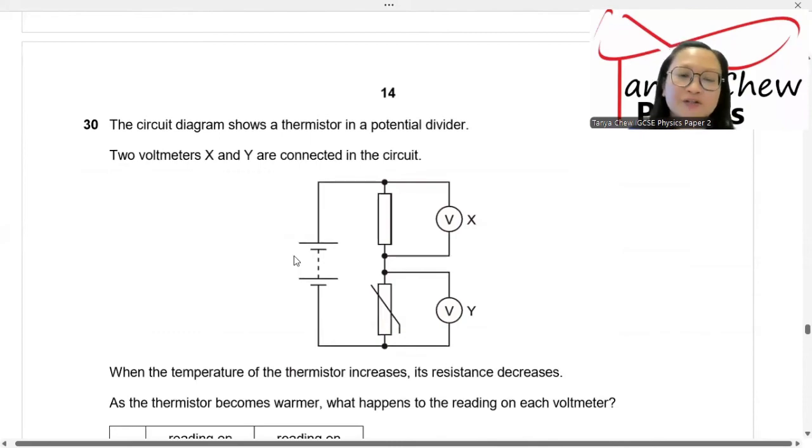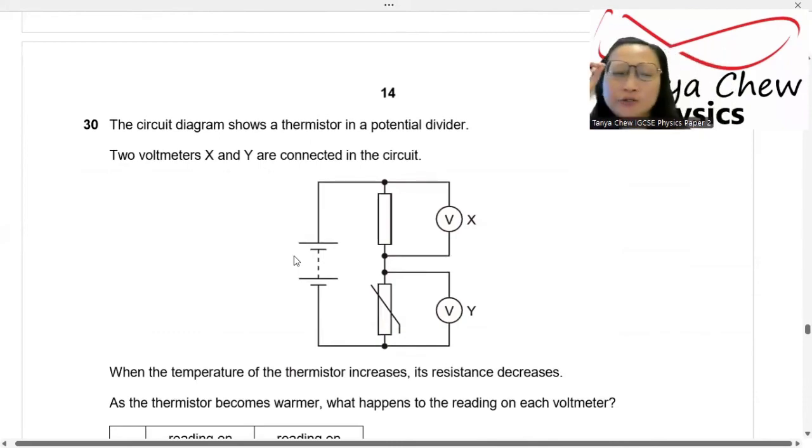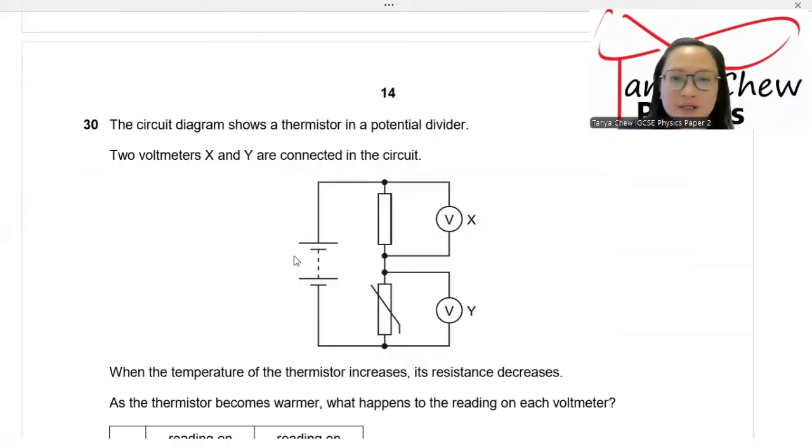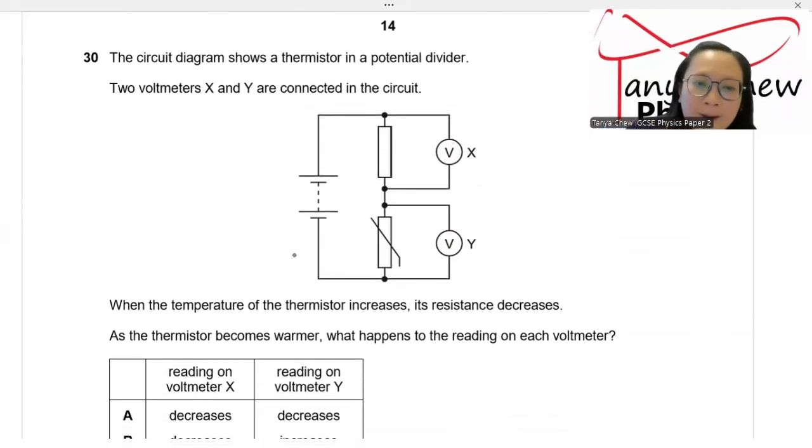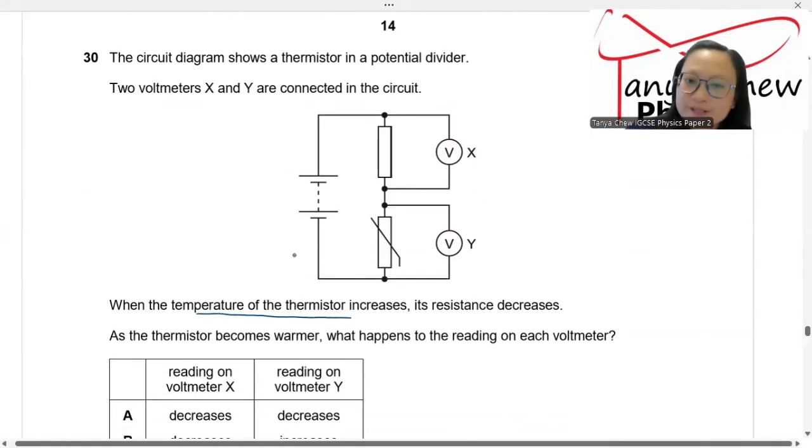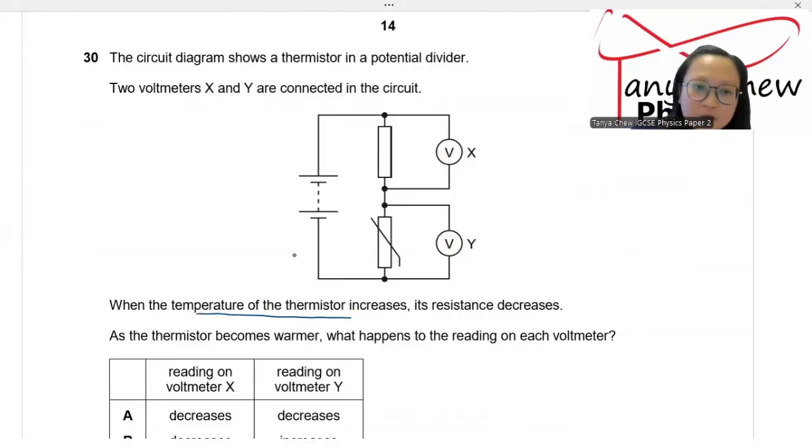Number 30, the circuit diagram shows a thermistor and a potential divider. Two voltmeters X and Y are connected in the circuit. When the temperature of the thermistor increases, the resistance would have to decrease as well. As the thermistor becomes warmer, what happens to the reading on each voltmeter? I want to solve it for thermistor first. This is thermistor.